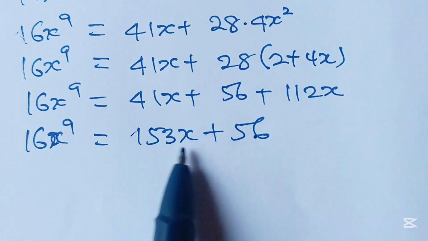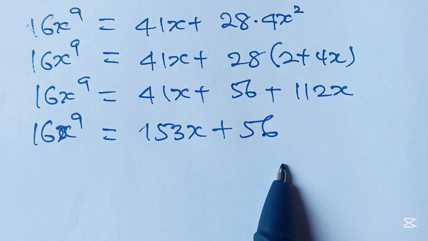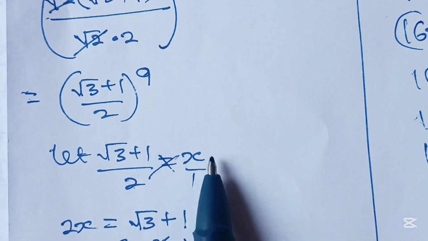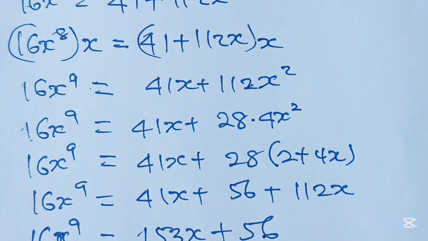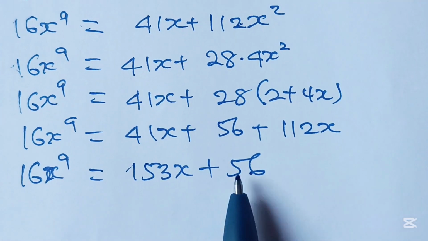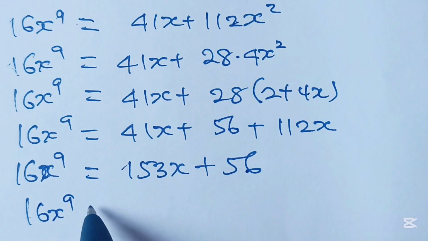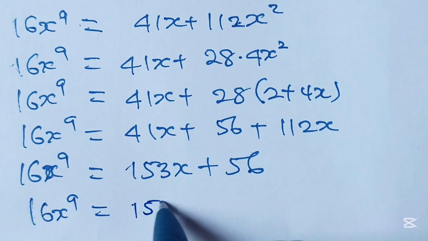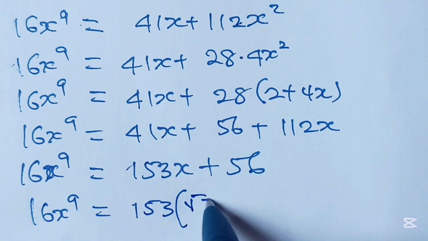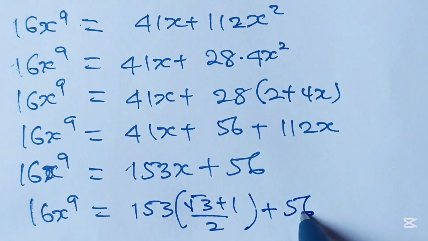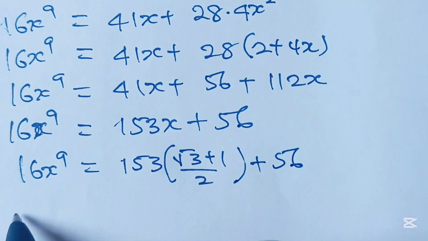So let's substitute the value of our x. Recall where we said let square root of 3 plus 1 over 2 be equal to x. So we are going to substitute it back, all right, to finalize our solving. So we have 16x to the power of 9 is equal to 153 bracket square root of 3 plus 1 divided by 2 plus 56. So we open the bracket.